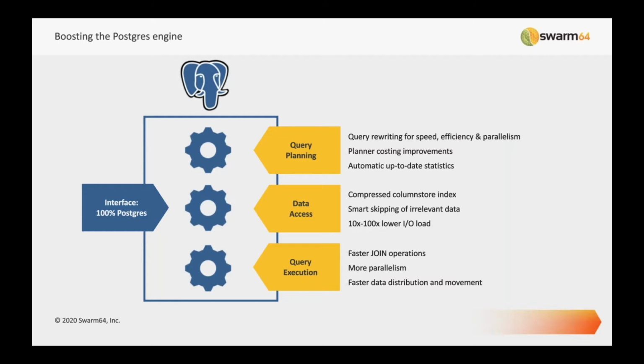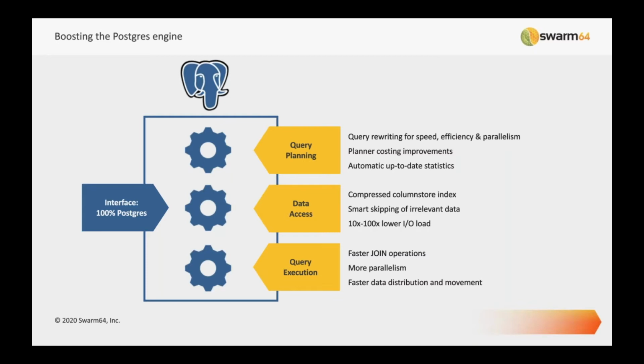So Swarm64 has added a specific join type, or specific join types, that can be chosen to join together larger data sets very effectively and with a high degree of parallelism. In fact, the whole idea of more parallelism during query execution is one of the important features in Swarm64.